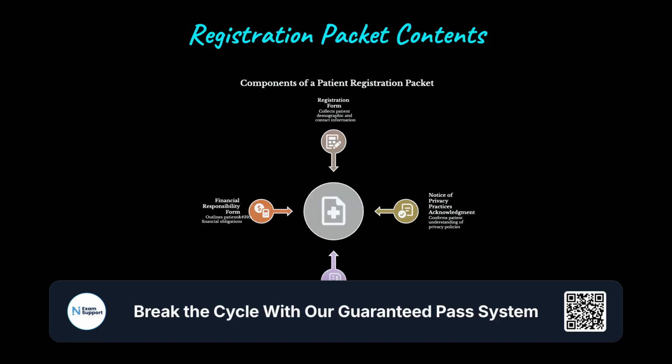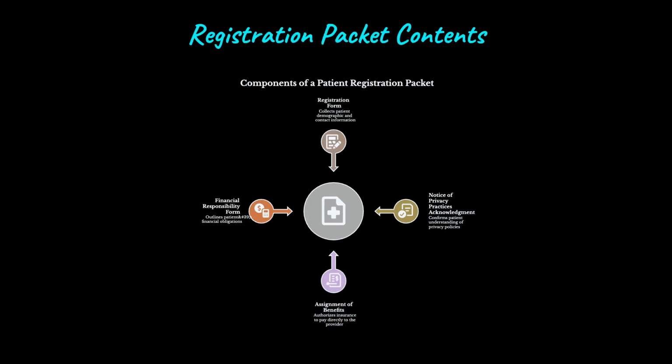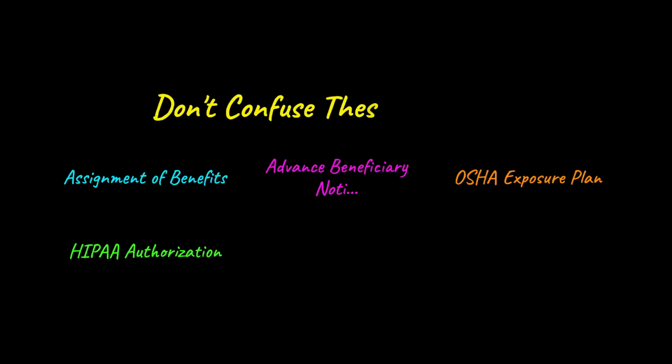Mechanically, the notice is given at the first encounter, usually inside the registration packet alongside billing forms like the assignment of benefits. The patient signs an acknowledgement confirming receipt, and that signed form gets filed in the chart while the patient keeps the printed notice.